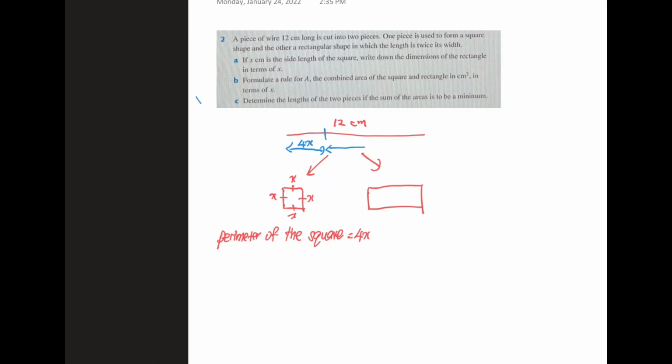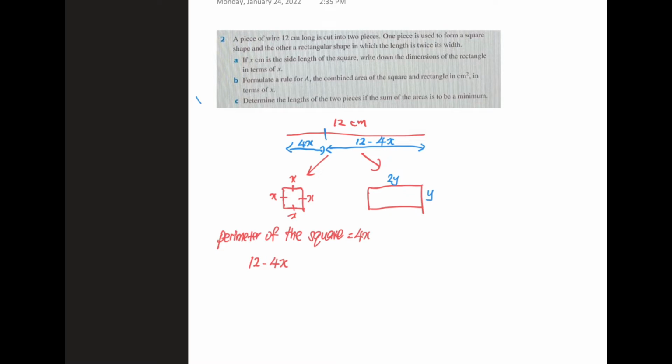The remaining part of the wire, the length, which is 12 minus 4x, is used to form the rectangle. So we also know that the rectangle has, let's say, the length as 2y, the width as y. Now we need to find out the dimension. So we put it in this way. So 12 minus 4x, which is the remaining length of the wire, we use it to form the rectangle.